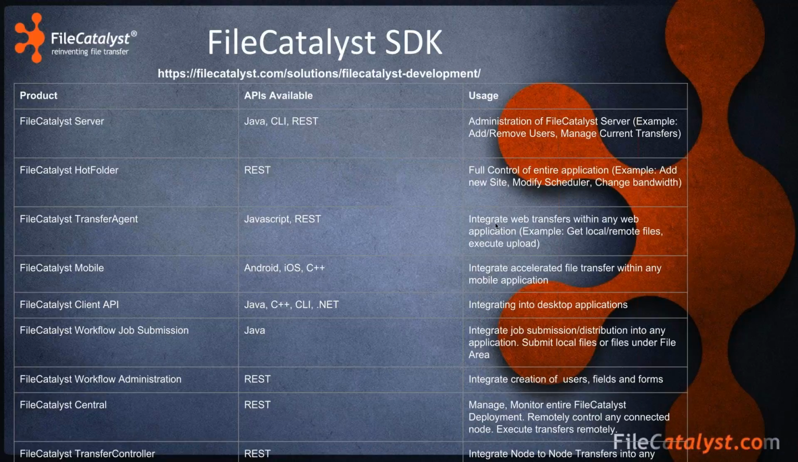In terms of the FileCatalyst client APIs, these are our native APIs. We have a Java native API, a C++ native API, and a CLI tool. And we have a .NET wrapper that wraps around our CLI, so it allows you to perform transfers within any .NET environment.